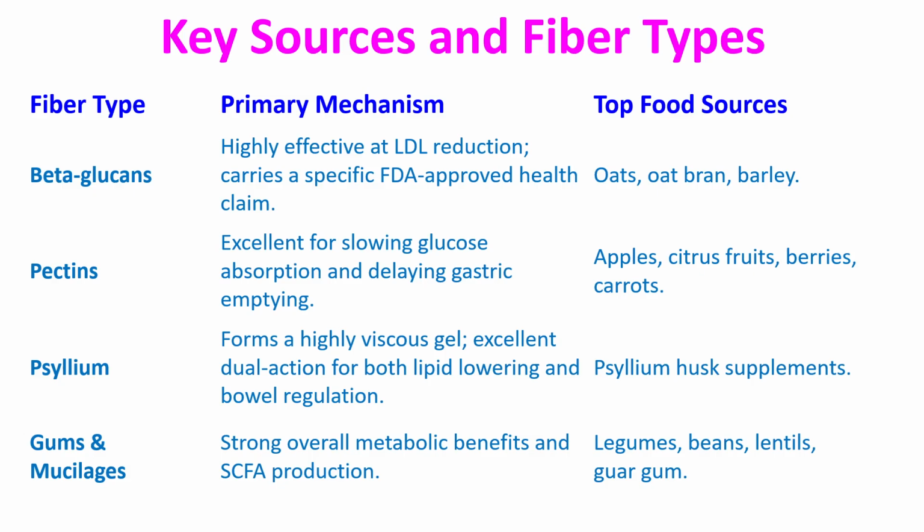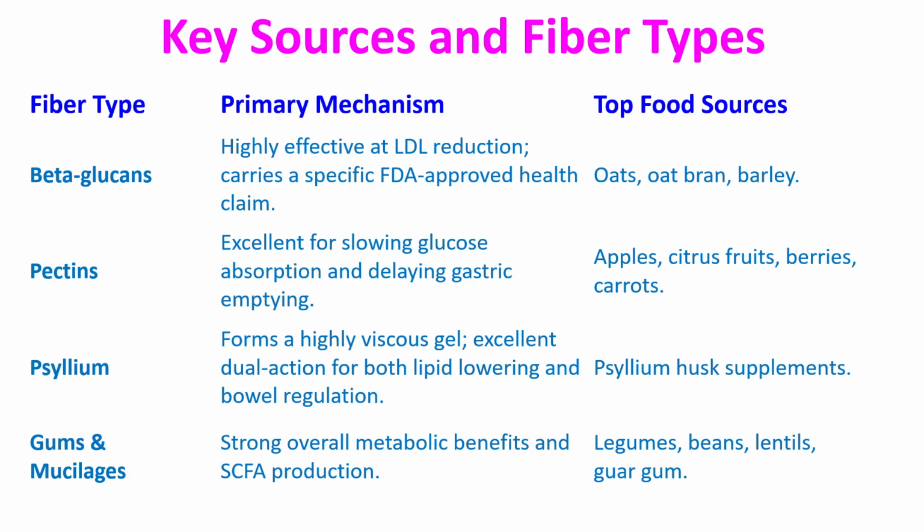Pectin: excellent for slowing glucose absorption and delaying gastric emptying. Top food sources: apples, citrus fruits, berries, carrots. Psyllium: forms a highly viscous gel, with excellent dual action for both lipid lowering and bowel regulation. Top food sources: psyllium husk supplements.